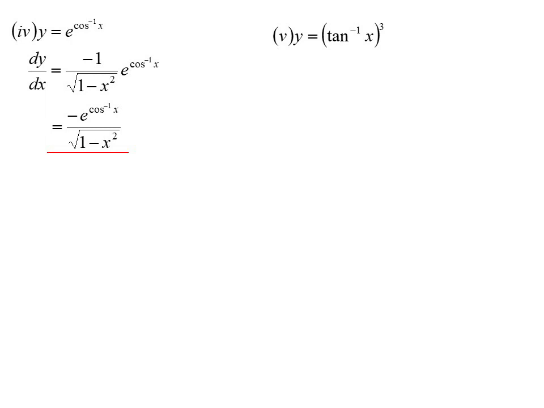Okay, chain rule, anarchy. Bring down the power, 3. Lower the power, 2. Diff the inside. Well, inside I've got inverse tan x. Differentiate inverse tan x, I get 1 on 1 plus x squared. Let's tidy all that up.